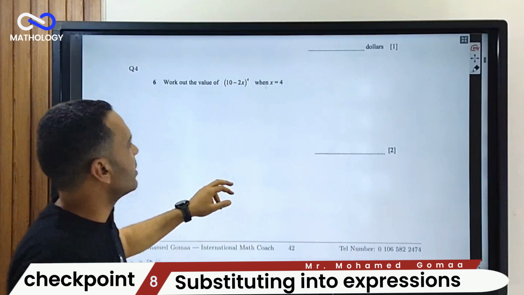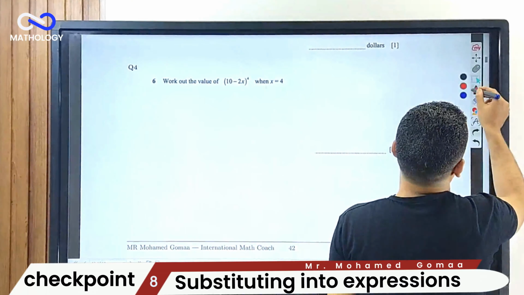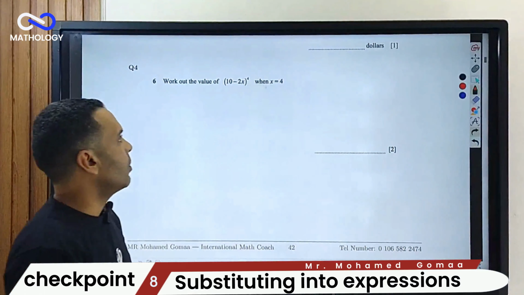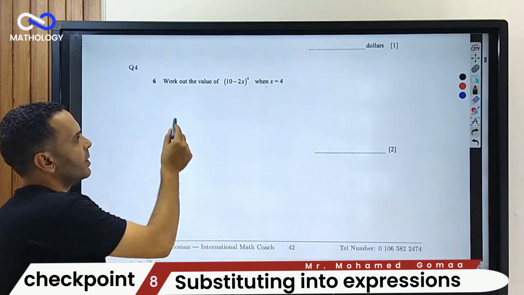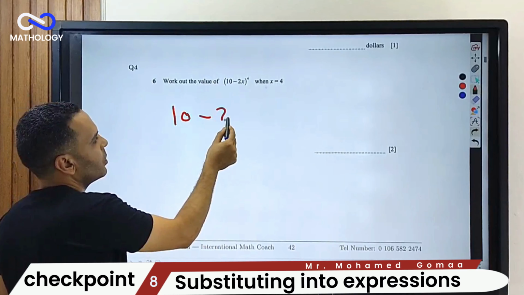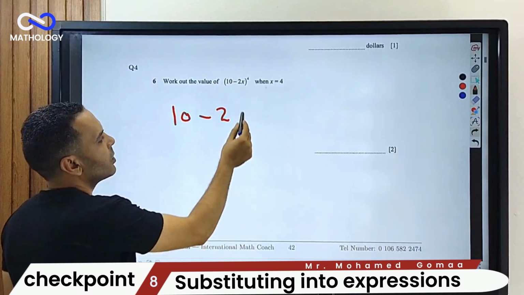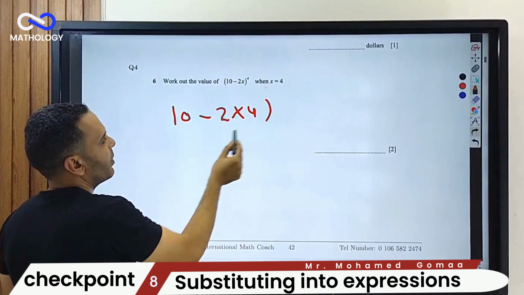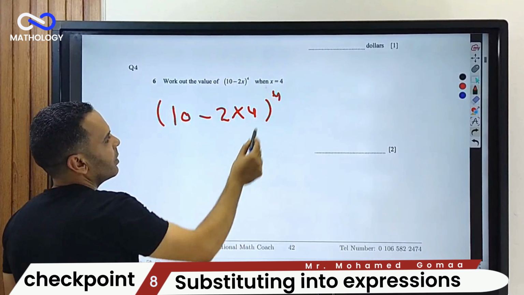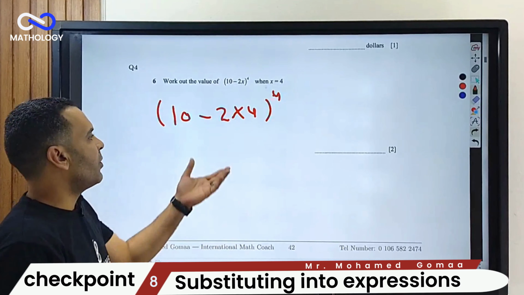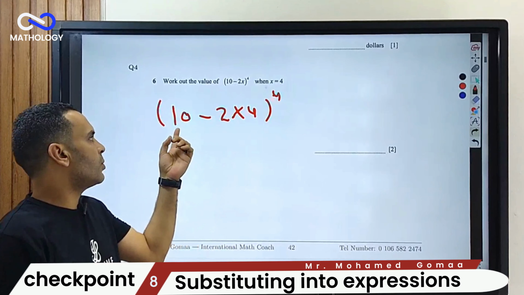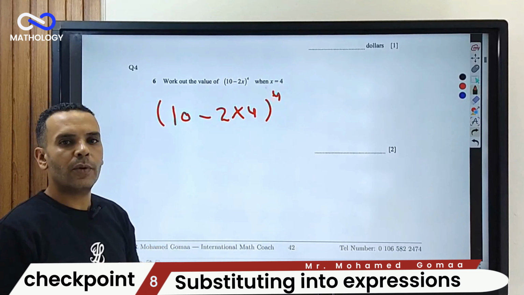Expression like 10 minus 2x, all power 4, when x equals 4. 10 minus 2x. 2x means 2 times x. It will be 2 times 4. Then bracket and put power 4, like this one. Perform the operation inside the bracket. It will be 10 minus 2 times 4.